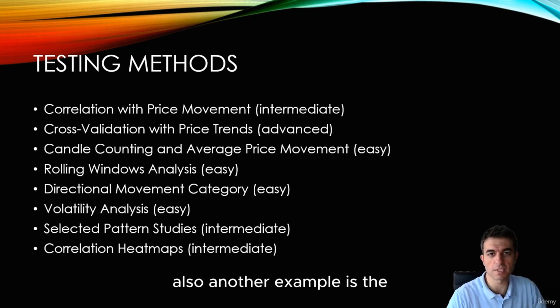Also, another example is the RSI divergence. We can check how many times when we have an RSI divergence do we have a trend reversal. This way we can have a certain percentage of the accuracy of each of these indicators.